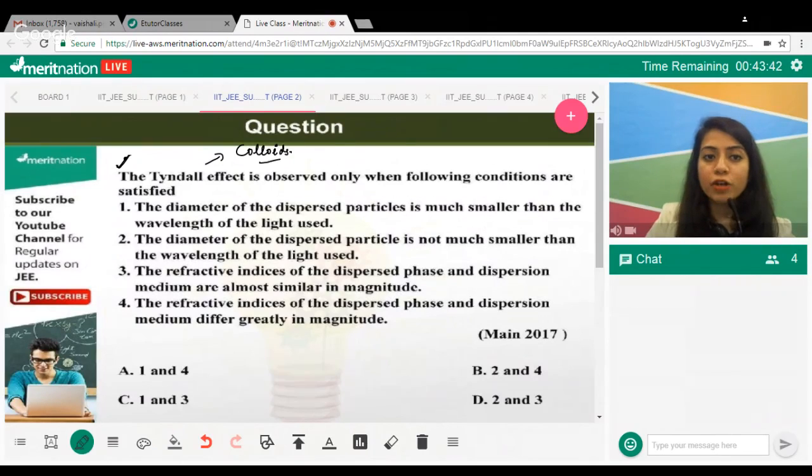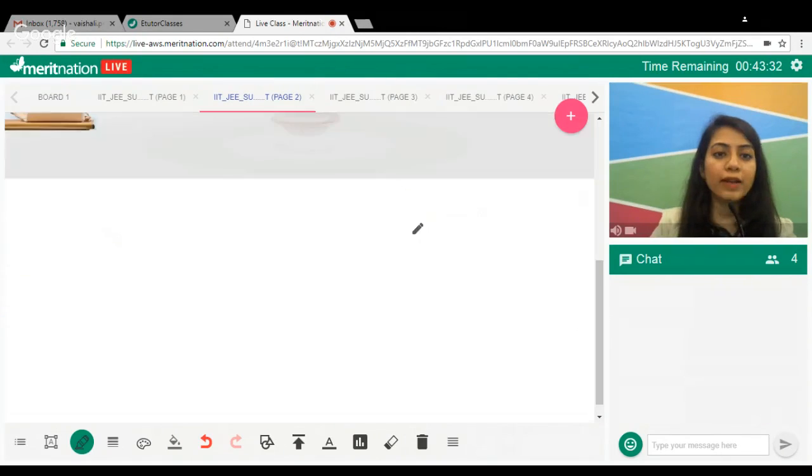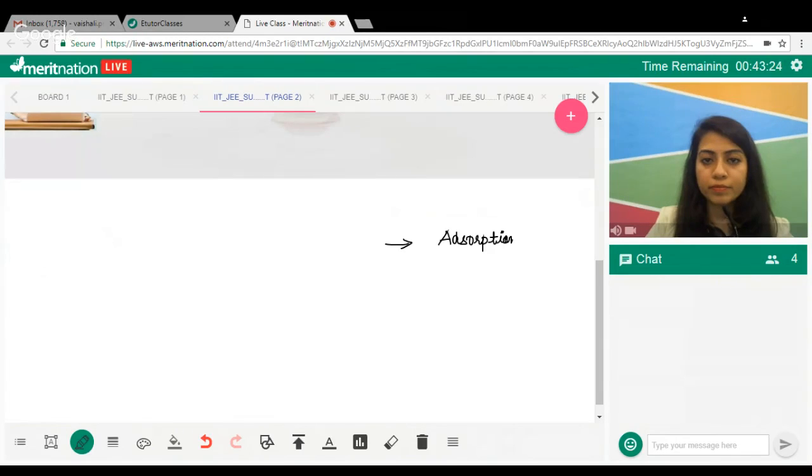Whenever you are studying surface chemistry, you need to know there are certain topics from which questions are very frequently asked. The important topics are, first, adsorption. In adsorption, you need to study the types of adsorption, the mechanism of adsorption, the basics about adsorption, and obviously the classification and properties like physisorption and chemisorption.